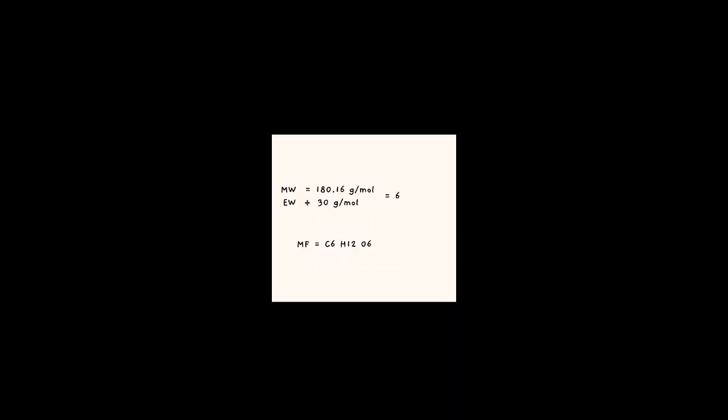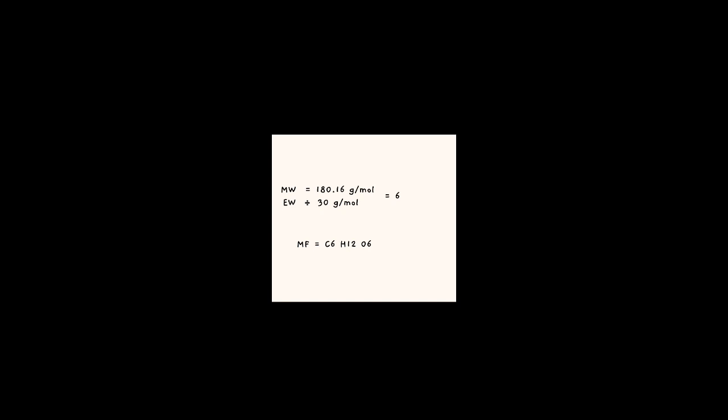To get the molecular formula, the empirical formula weight for CH2O is 30 g/mol. That's the weight of 1 carbon, 2 hydrogen, 1 oxygen. Now, the molecular weight for the compound is 180.16. 180 divided by 30 equals 6.